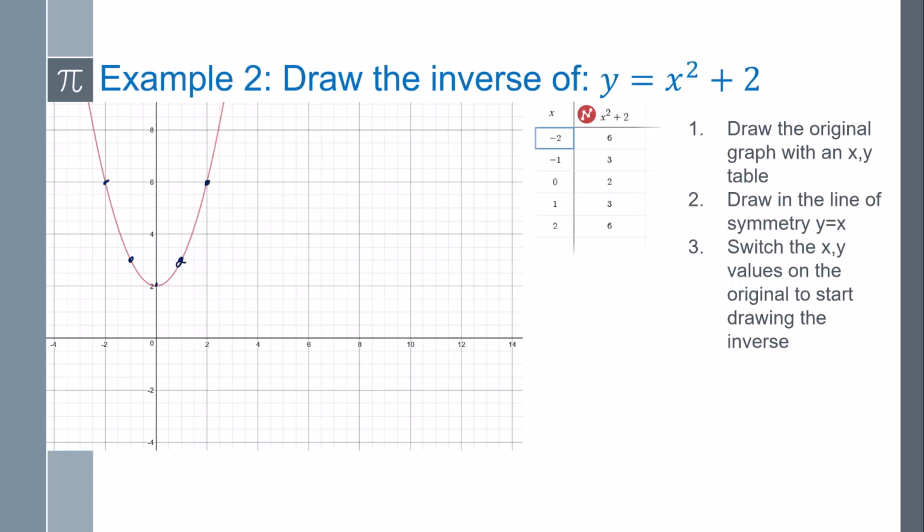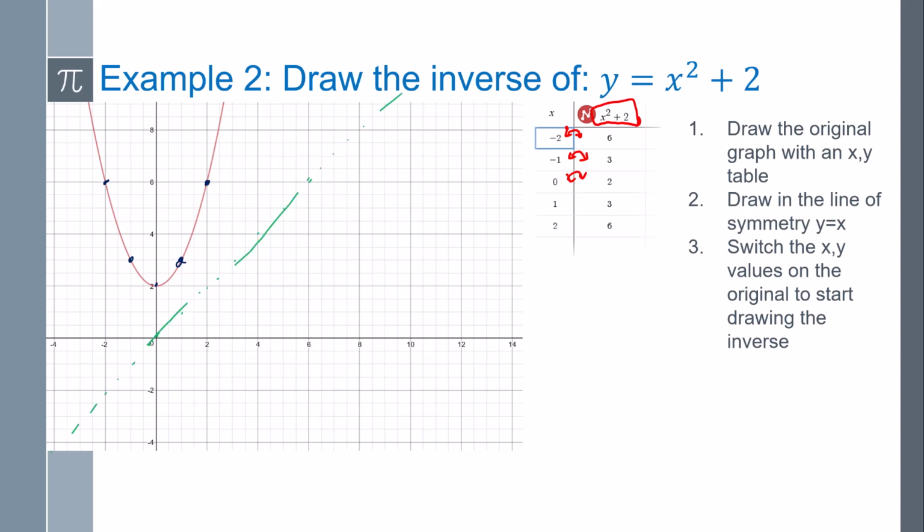So let's do that. Let's just say here's my graph, and it's x squared plus 2. So that means that I want to go through and switch the x and y values, and that's going to help me create it. I'm going to draw in my line y equals x. Okay, so I have the original, I have my line y equals x.